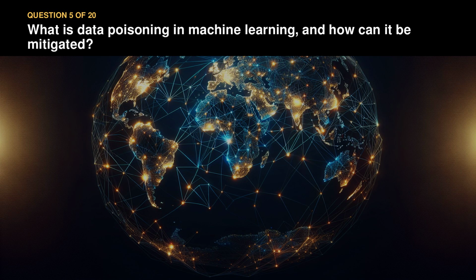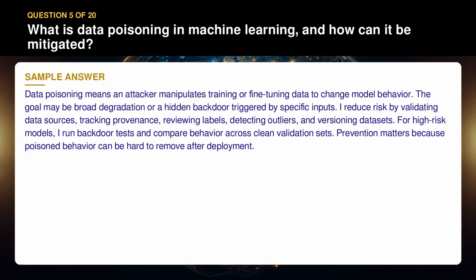Question 5. What is data poisoning in machine learning, and how can it be mitigated? Data poisoning means an attacker manipulates training or fine-tuning data to change model behavior. The goal may be broad degradation or a hidden backdoor triggered by specific inputs. I reduce risk by validating data sources, tracking provenance, reviewing labels, detecting outliers, and versioning datasets.